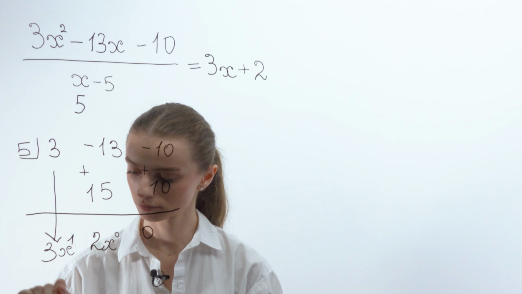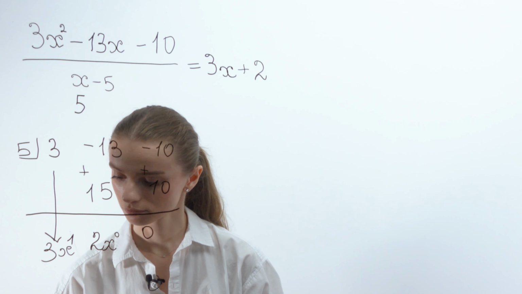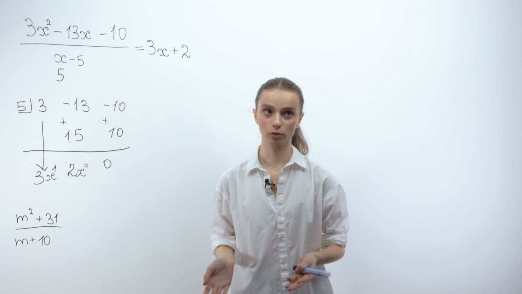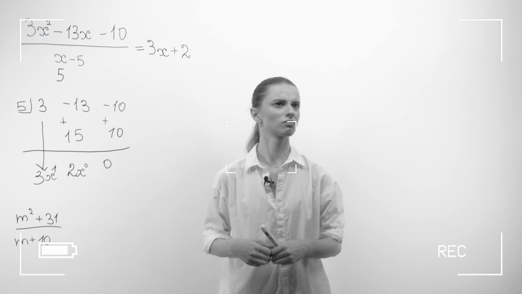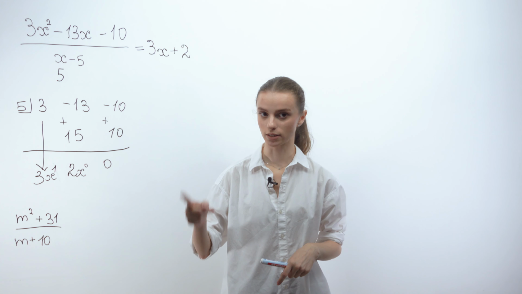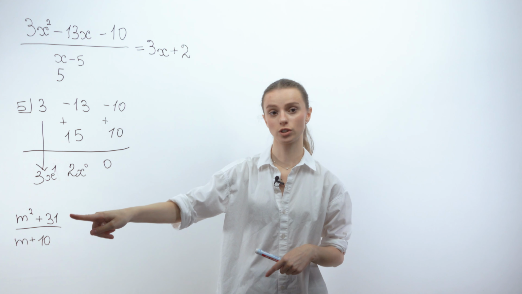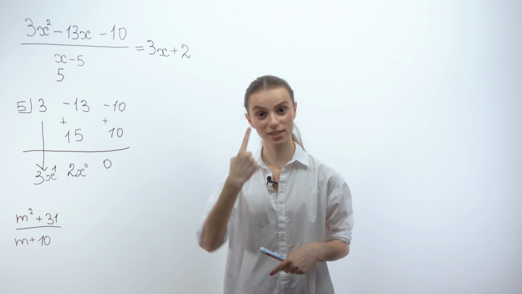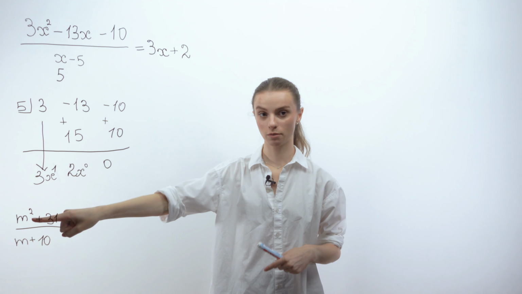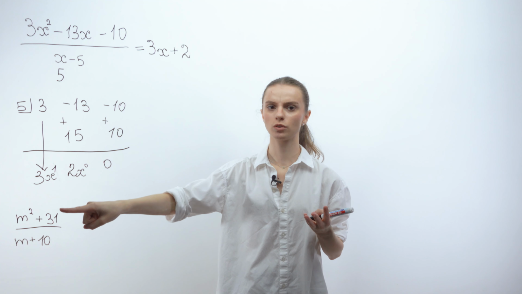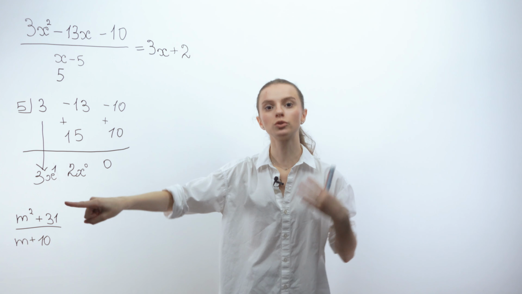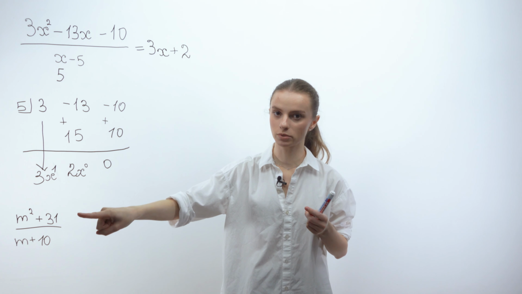In this example, I have m squared plus 31 divided by m plus 10. What am I going to do? I'm going to write down coefficients first. What are my coefficients? Here the coefficient is 1, here the coefficient is 31. But the thing is, you're missing one coefficient because this is m to the second power. Where is your m to the first power? M to the first power is actually multiplied by 0, and this is your m to the 0 power.